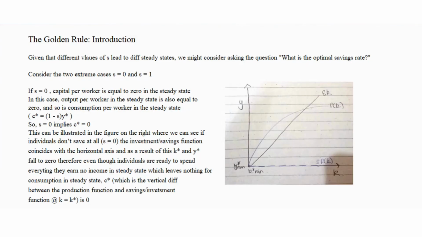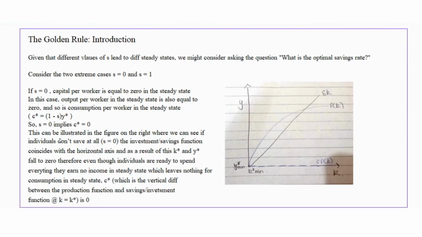And so output per worker will also be equal to 0 in the steady state, because output per worker is just a function of capital per worker. Y star is F(K star). If K star is 0, then Y star would also be 0. And then consumption per worker would also be 0 in the steady state as a result, because C star is (1 minus S) Y star. So if Y star is 0, C star is also 0. So S equal to 0 implies that steady state consumption per worker, C star, is equal to 0.